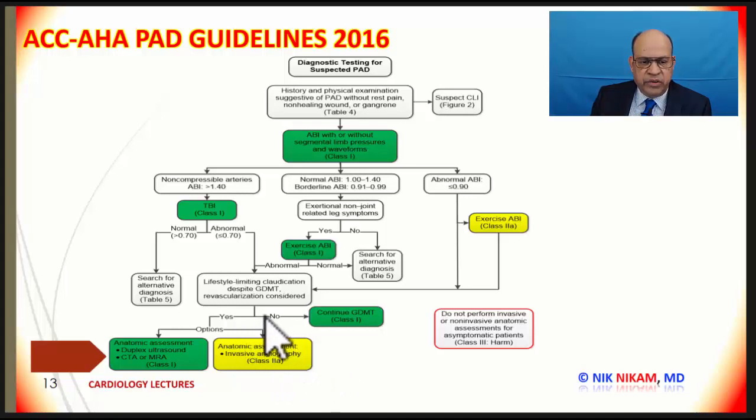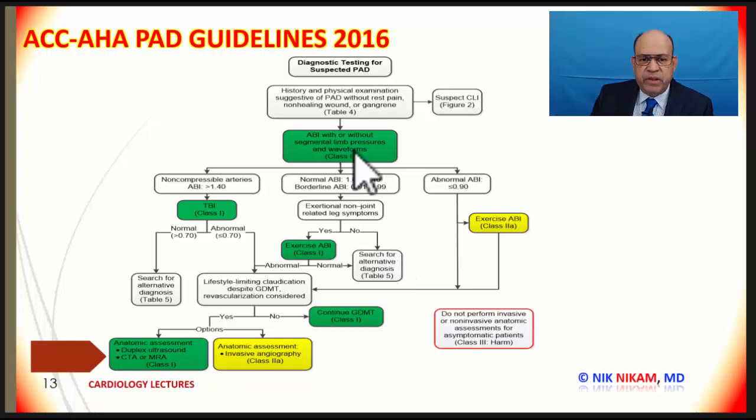If there is no evidence of a significant blockage on these non-invasive studies, these patients can be continued on medical treatment. On the other hand, if we have a normal ABI between 1.0 and 1.40, we need to look for other causes of pain in the lower extremities. If it is borderline, we look for exertional non-joint related leg symptoms. If the exercise ABI is abnormal, we follow this pathway. If the exercise ABI is normal, then we look for other evidences such as neurological or spinal problems.